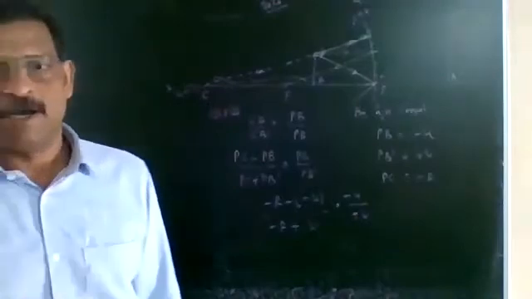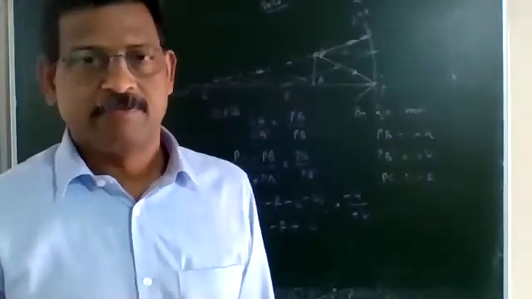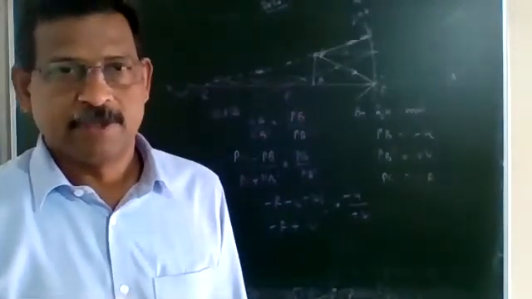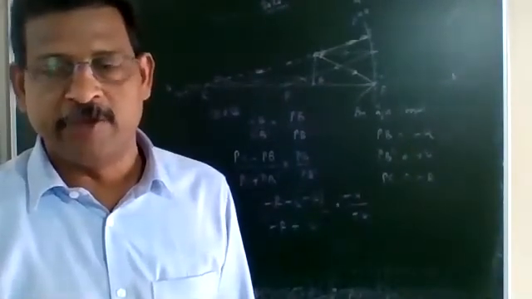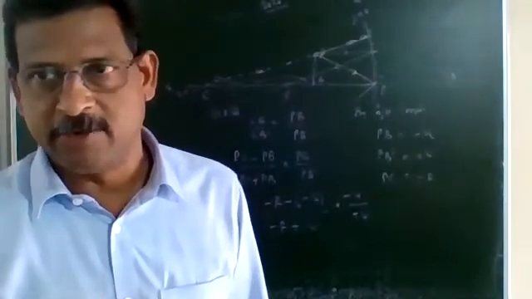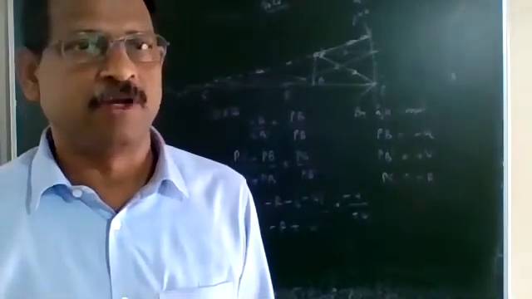Cross multiply and simplify, all of you. Do it in the copy. Simplify the remaining part. Just cross multiply and divide throughout by UVR and see whether you are getting the equation or not. Within 1 minute, all of you complete.